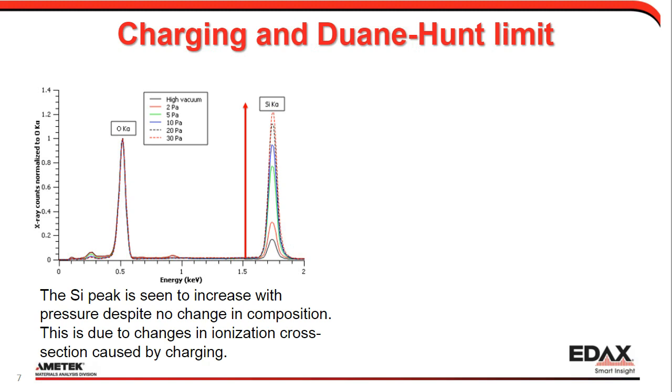What we see here is a change in the ionization cross-section. The probability of ionizing an atom, hitting out one of the core shell electrons, depends on the binding energy relative to the incoming energy of the electron. And in reality, we're changing the landing energy of the electron by changing the variable pressure state. We can see this in the background.